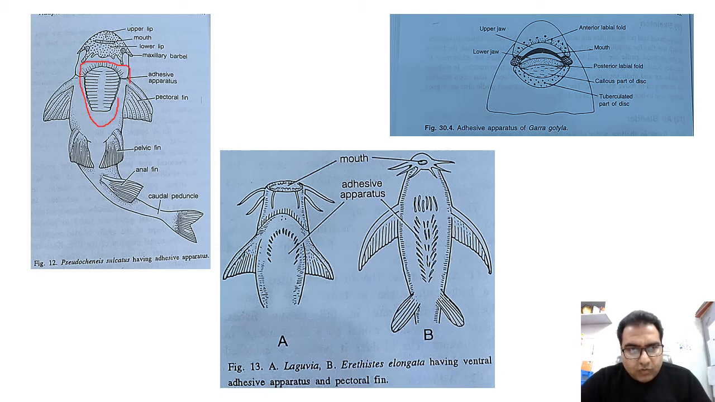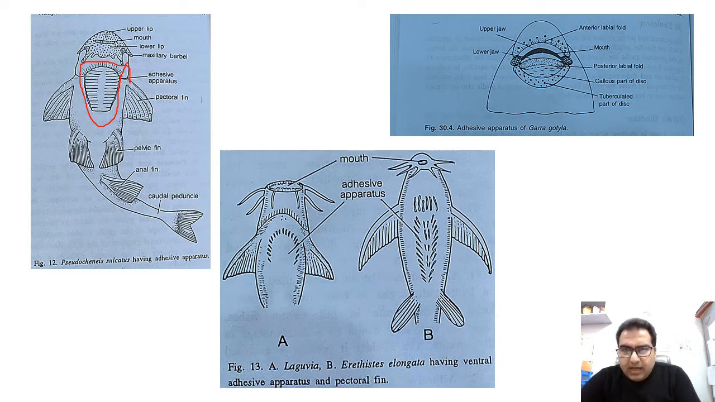chest, the adhesive organ in the form of a V-shaped or U-shaped structure is seen, and they are formed by the folding of the skin, and thus they help in the formation of, you can say, a vacuum underneath their body, so as to attach themselves to the substrate.